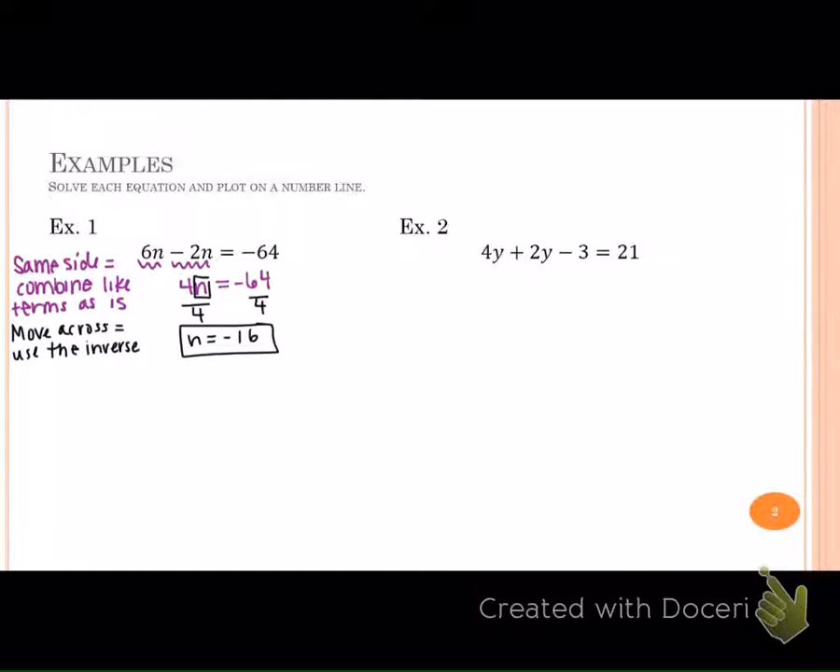Okay, Tommy, there's no parentheses, so we don't have to distribute, so what do we have to do with example 2? 4y and 2y are like terms, and what is 4y plus 2y? 6y. Perfect.